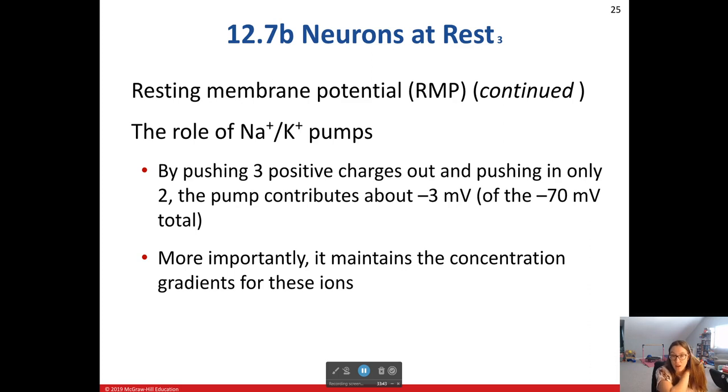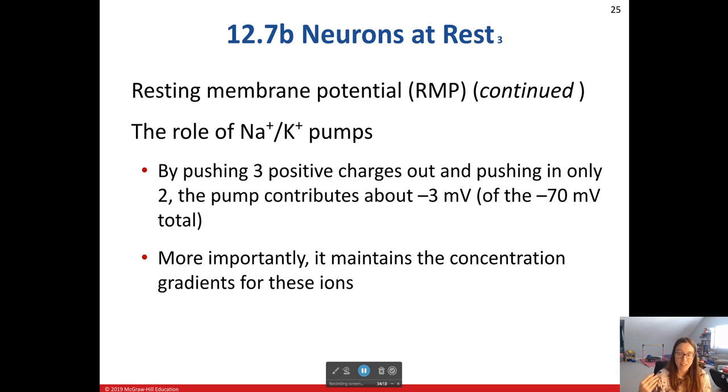Once again, the role of the sodium-potassium pump is very important. By pushing 3 positive charges out and pulling in only 2 positive charges, the pump contributes about negative 3 millivolts to the total. Imagine the inside of the cell is like your bank account. If you spend $3 every day and only make $2 every day, what's going to happen eventually? Your bank account's going to go negative. We're pumping 3 positive ions out and only bringing 2 back in, so eventually that contributes to some of the negative charge on the inside of the cell.